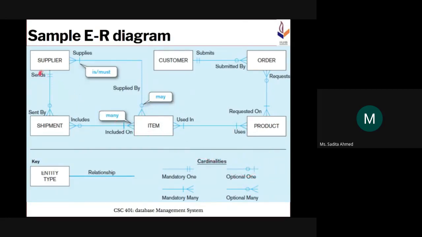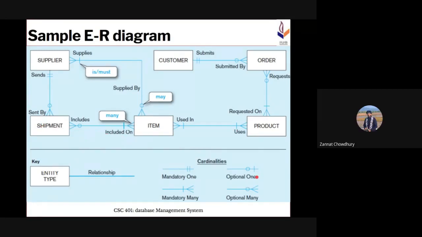Here, if instead of this double bar for exactly one, I had a bar with a circle, like this one, then that would mean a shipment may be supplied by one supplier. That is 0 or 1. So optional one basically stands for 0 or 1.